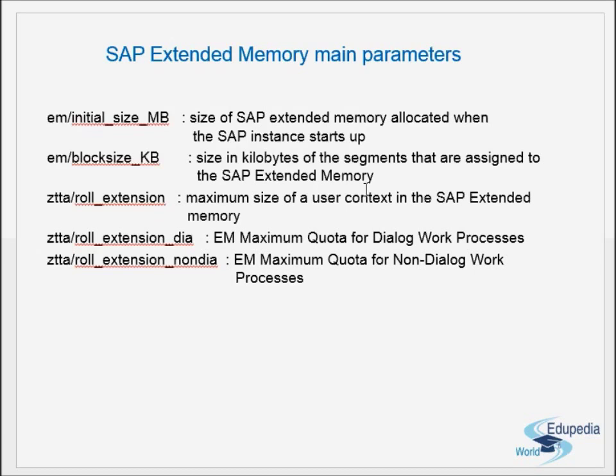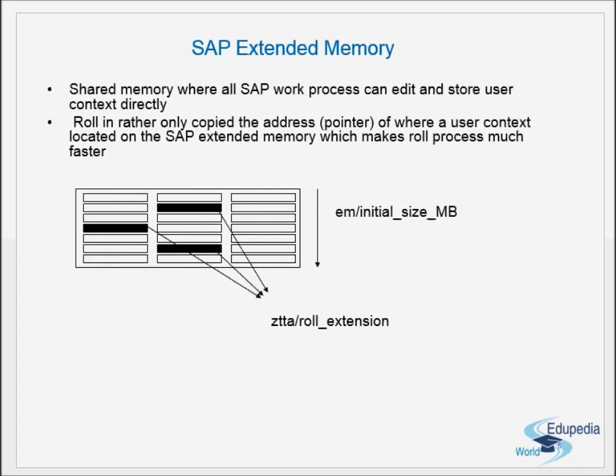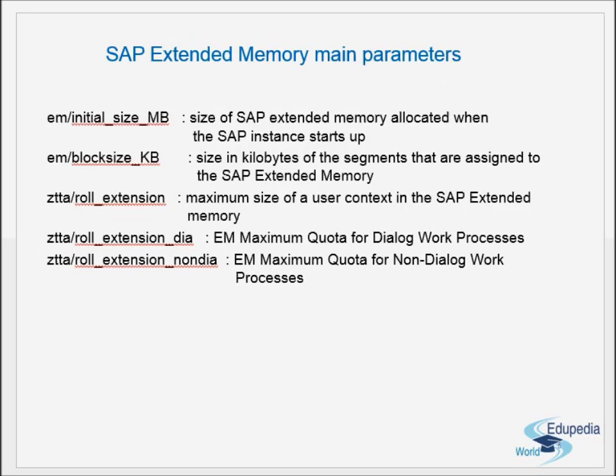Then ztta/roll_extension, the maximum size of the user context in the SAP Extended Memory. So one user can't use all this memory, right? So we will set a maximum limit for each user context in the extended memory, which is determined by this parameter, ztta/roll_extension. And ztta/roll_extension_dia and ztta/roll_extension_nondia. We have two other types. This is the maximum quota for a dialog work process, the maximum amount of extended memory a dialog work process can use, and the other one is the maximum amount of memory a non-dialog work process can use.